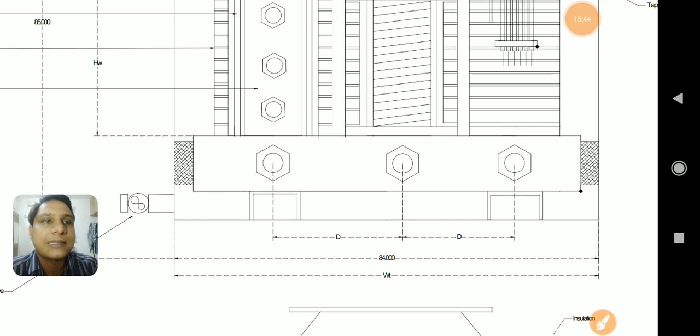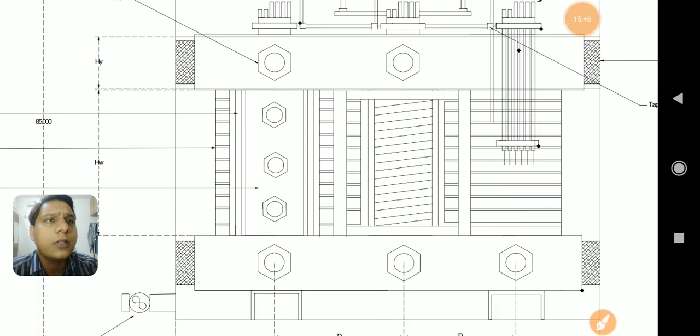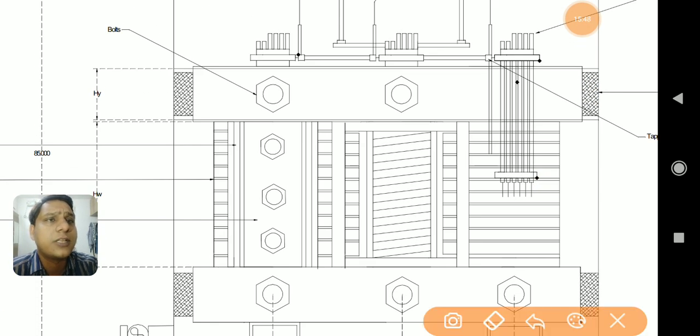Then the other parts of the transformer. This one I have already told you, these are the tappings that are provided. And if you look at the connection, those are specially connected to the HV winding. So what we are discussing in theory, that the tappings are to be provided on the HV side. The reason behind that is very simple.